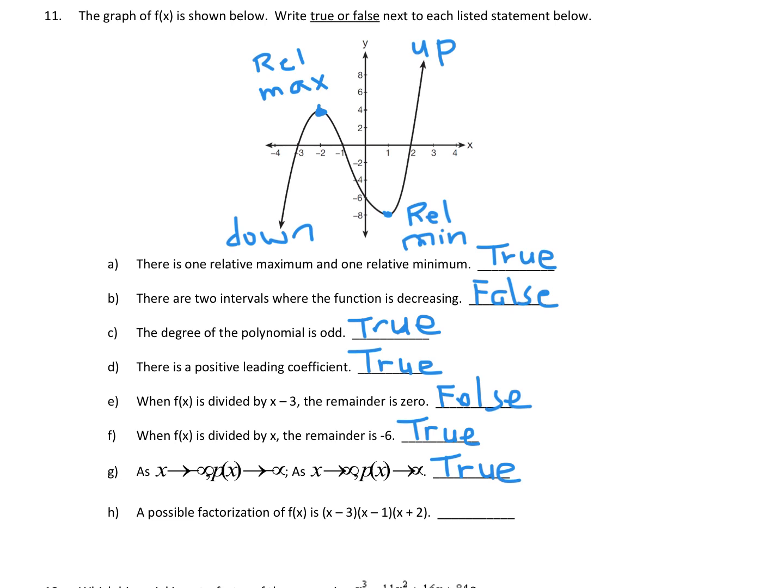Okay, and then letter H. A possible factorization of f of x is x minus 3, x minus 1, and x plus 2. Now, if these are the factors, these should have the opposite signs of the zeros. So if we have a 0 at x minus 3, the factor would have to be x plus 3. So this is false. If we have a 0 at x equals negative 1, the factor would have to be x plus 1. And if we have a 0 at x equals positive 2, the factor would have to be x minus 2. So these actually have the opposite signs of what the factorization should be. So this would be false.